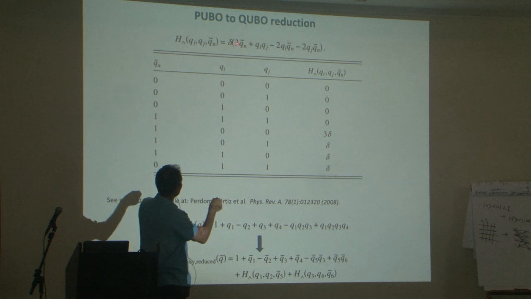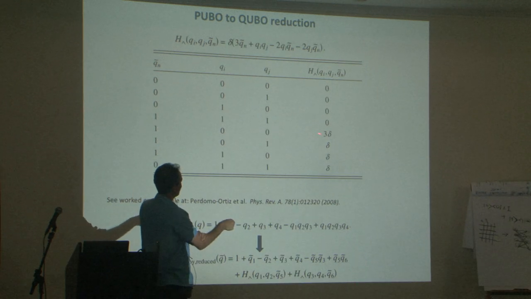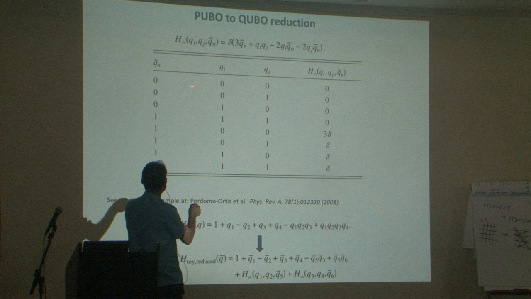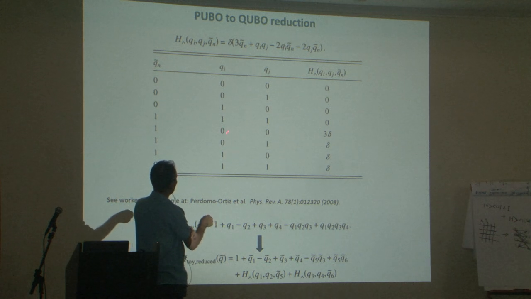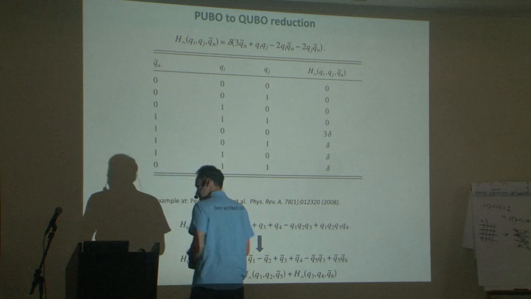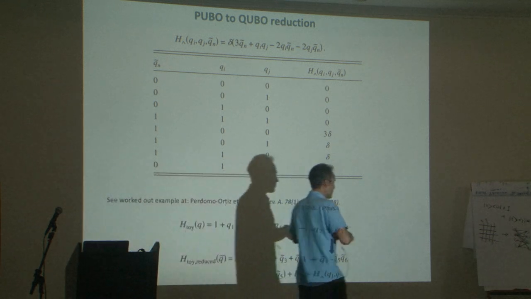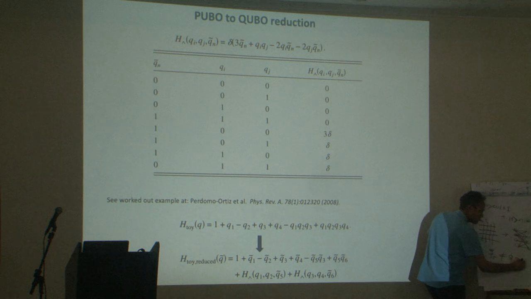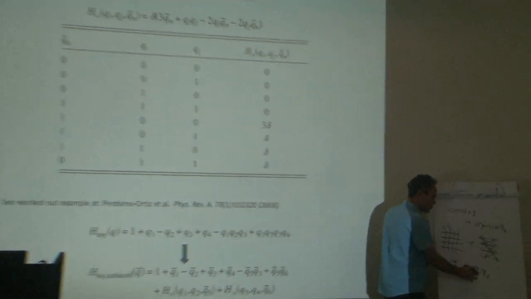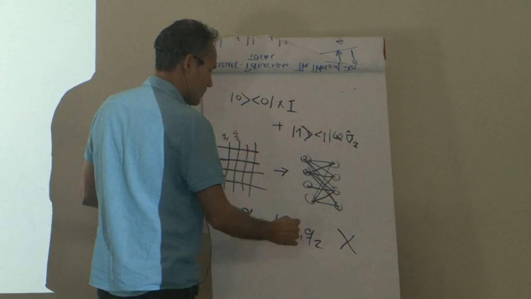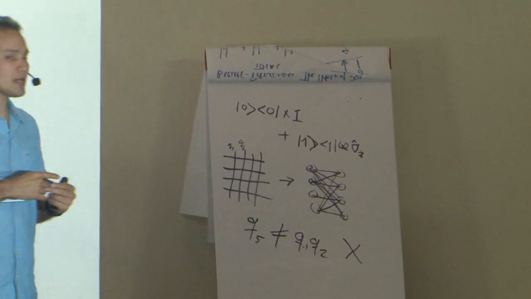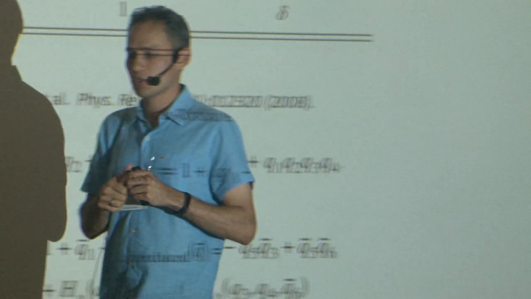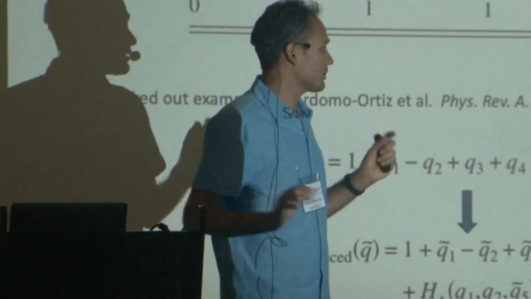Basically, this Hamiltonian enforces, through a penalty, that whenever Q5 is different from the product of Q1 and Q2, because that's what you use in your contraction, then it should penalize. It should raise the penalty. Whenever Q5 is the product of Q1 and Q2, I'm fine. I can let it go.